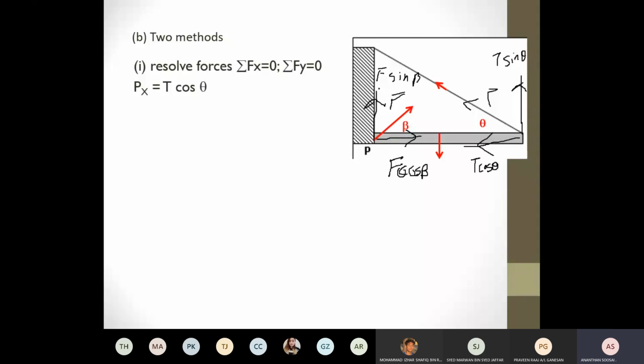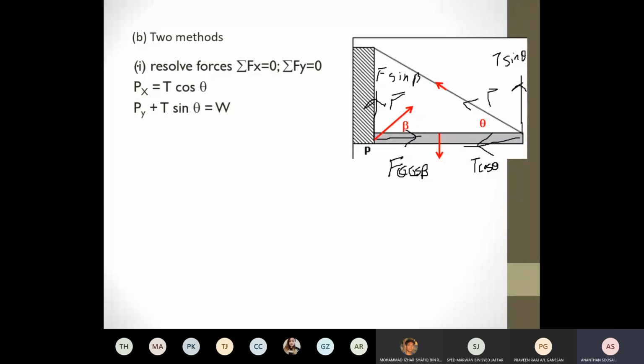Why do we break these all into components? We want to say vertically up, the force must be balanced. So force up must be equal to force down, and horizontally, force to the right must be equal to force to the left. That's why I break them into components. So Px is T cos theta. So Py plus T sin theta equals W.